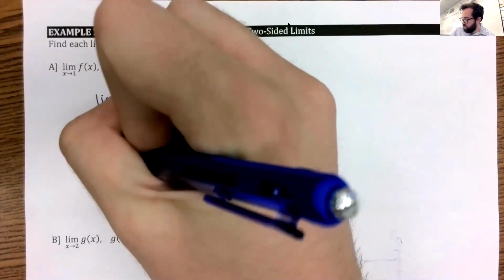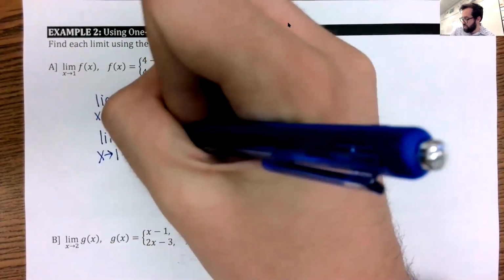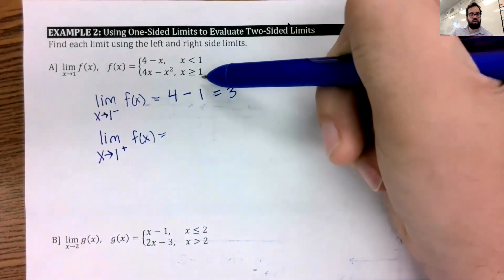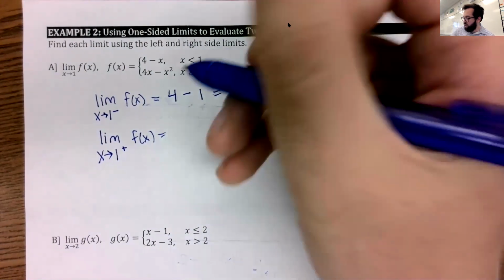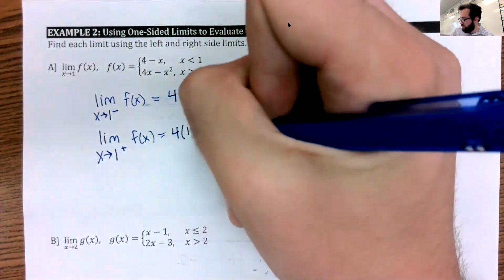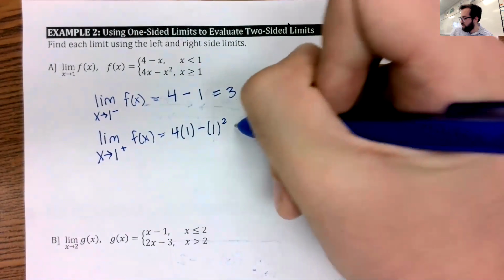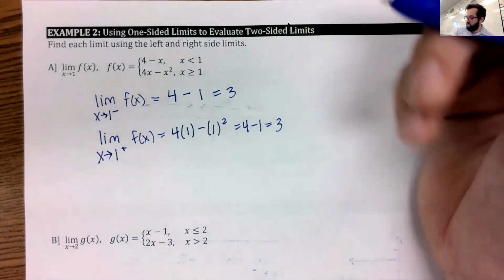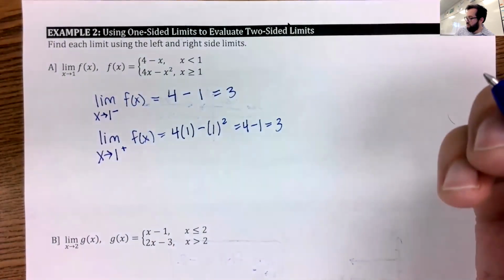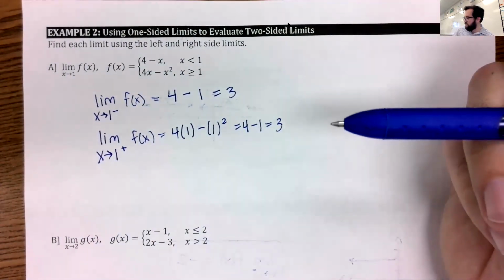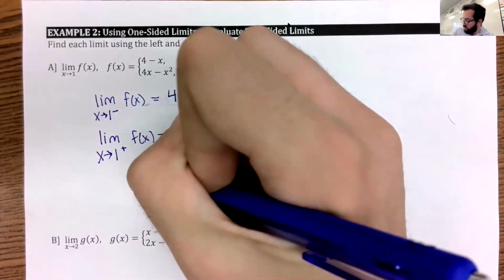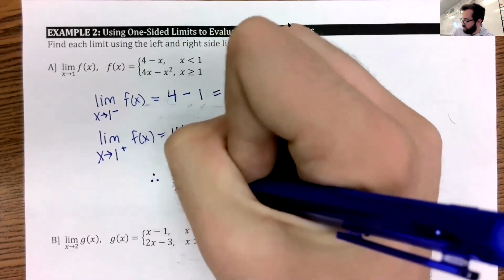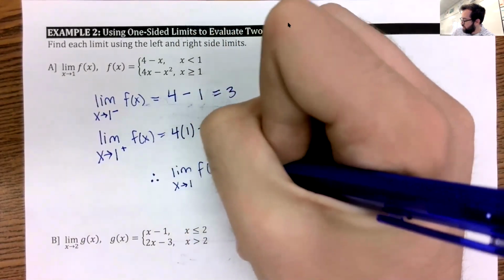Then we're going to plug in 1 from the right, and that means we're going to be using the bottom function because that's when x is greater than or equal to 1. And so we have 4 times 1 minus 1 squared, and we end up with 3. And what do you know? Both the left side and the right side limits equal 3. Therefore, the overall limit as x approaches 1 equals 3.